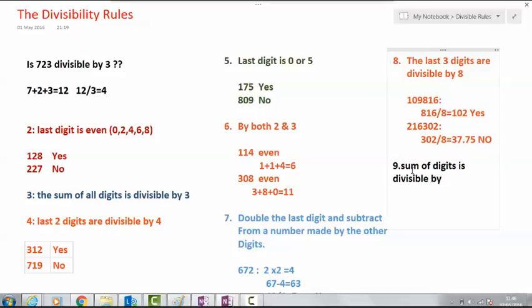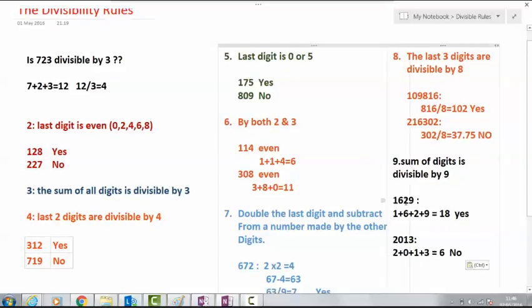Is 1,629 divisible by 9? Let's find out. 1 plus 6 plus 2 plus 9 is 18. And again, 1 plus 8 is 9. So 1,629 can be divided by 9.